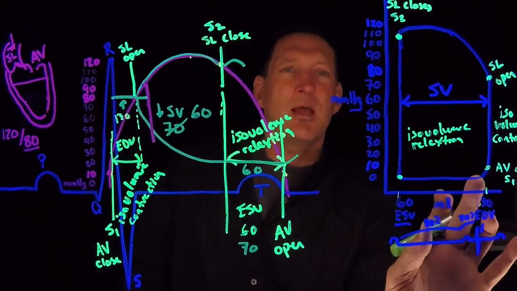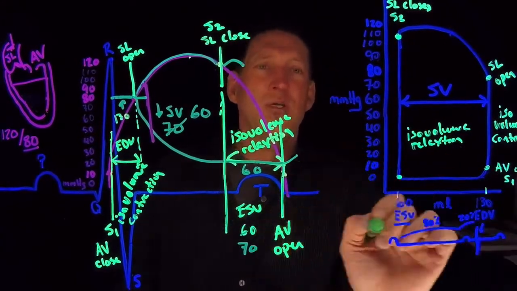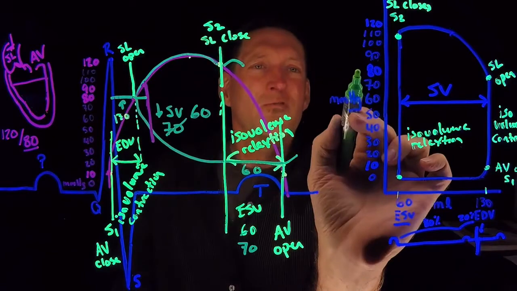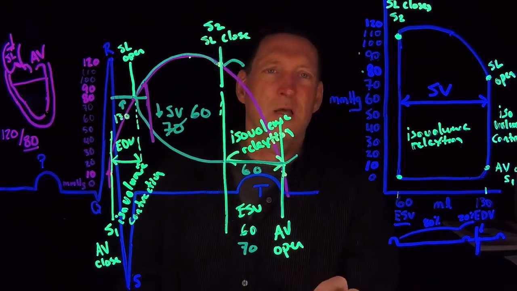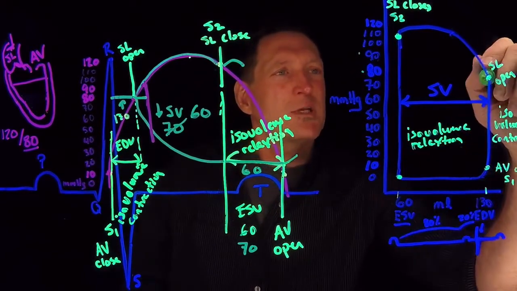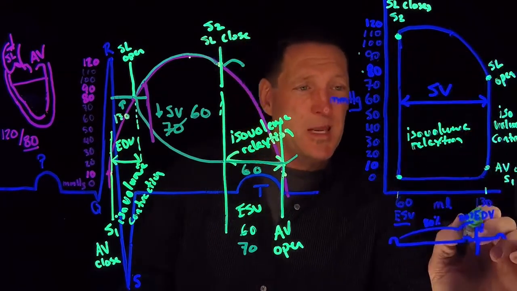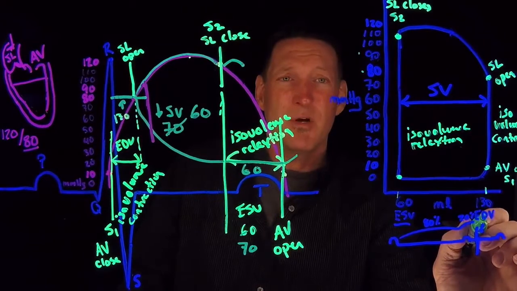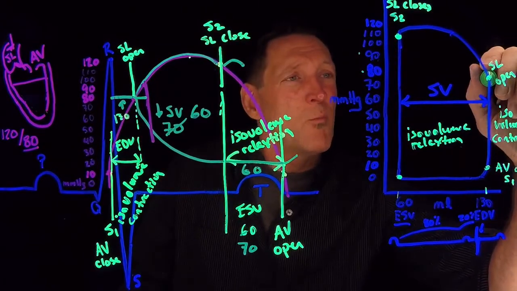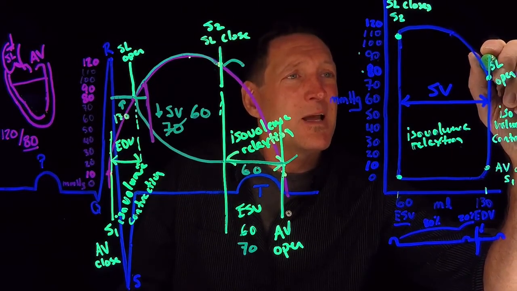So we're going to do the same thing. We're going to now increase mean arterial pressure. We're going to bump it from 80 to 90, okay? So that means that my pressure is going to increase this direction. So none of this changes. My EDV didn't change. I just increased my mean arterial pressure. So I'm going to move more up this way until I get to 90.